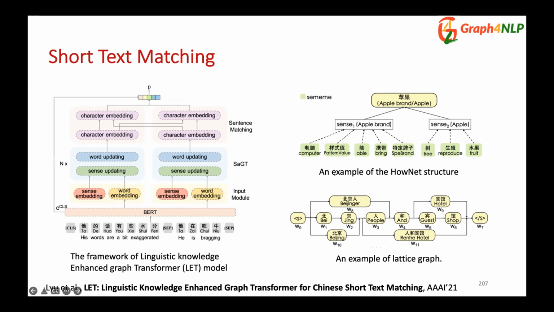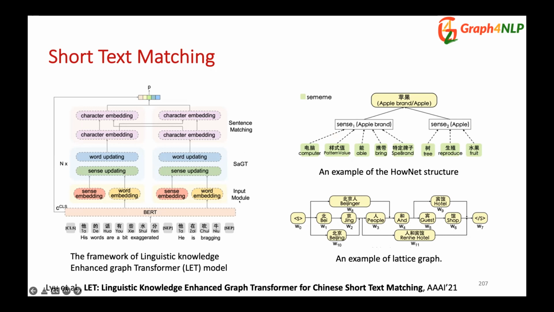For example, this is an example of the HowNet structure. If you have the word apple, it can be the apple brand, it can be the fruit apple. So you have two senses, one sense for the apple brand, another sense for the apple fruit. And for different senses, you have different sememes. For example, the apple brand is related to computer, pattern value, brand, and so on. And for the fruit apple, it is related to tree, reproduce, fruit, and so on.